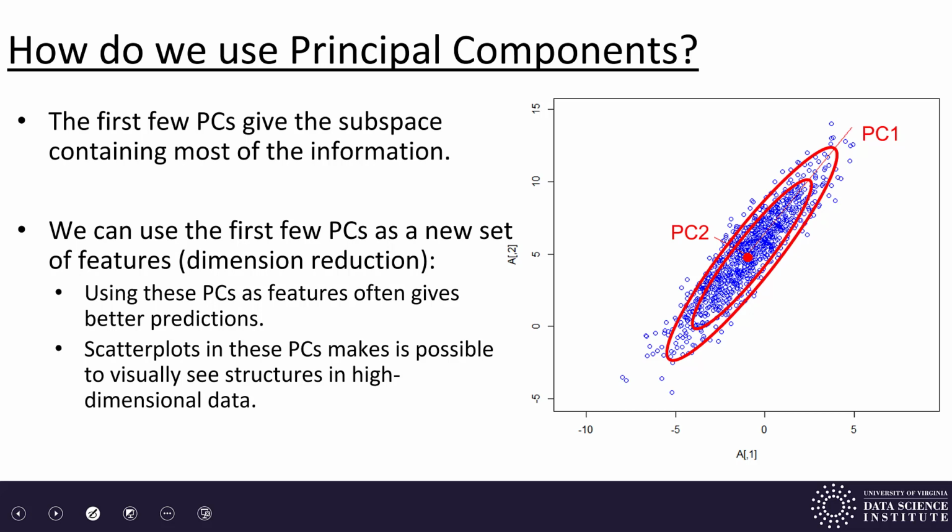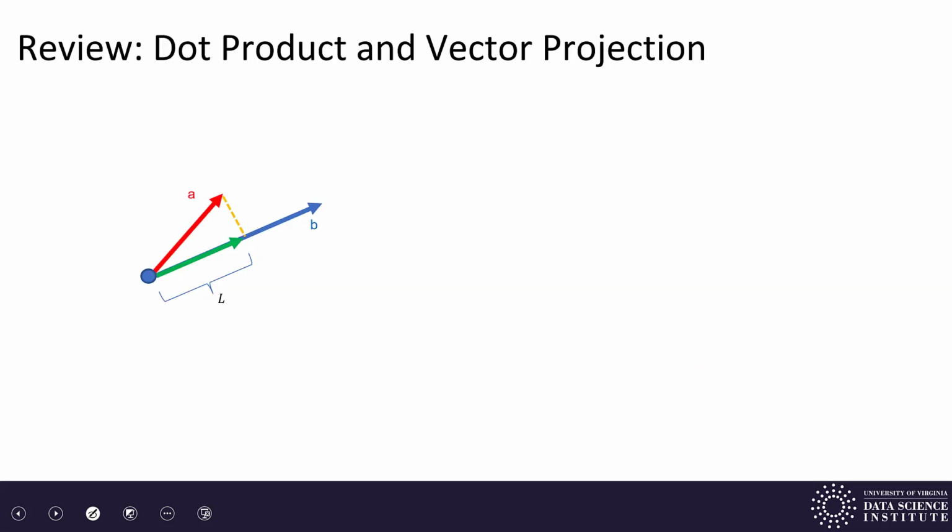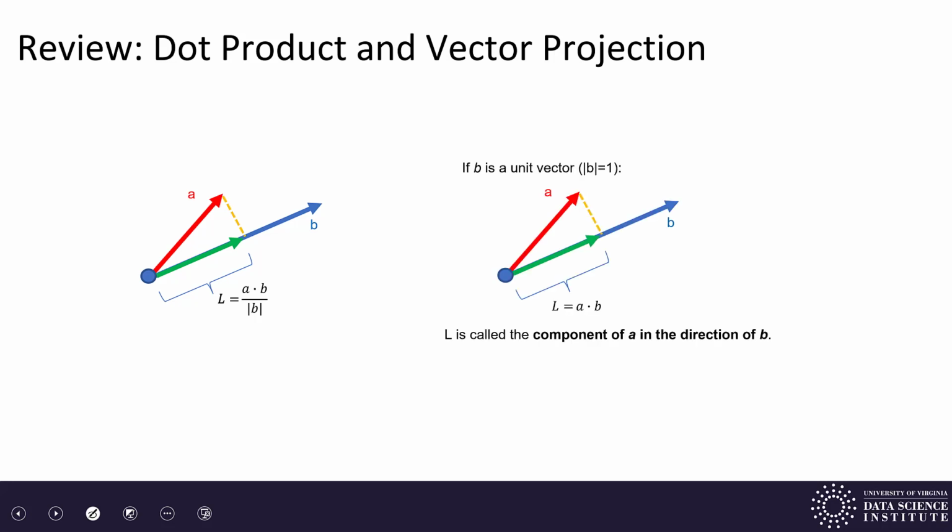So first thing to talk about when we get into the underlying mathematics is review the dot product and vector projection. And so in this example here, we have a vector A, we have a vector B shown in blue. I'm going to take the projection of A onto B, and that's the vector that's shown in green, and the length of that vector is what we're going to call L. And so the length L can be computed by taking A dot product B and then dividing by the magnitude of B. So that's what we call vector projection.